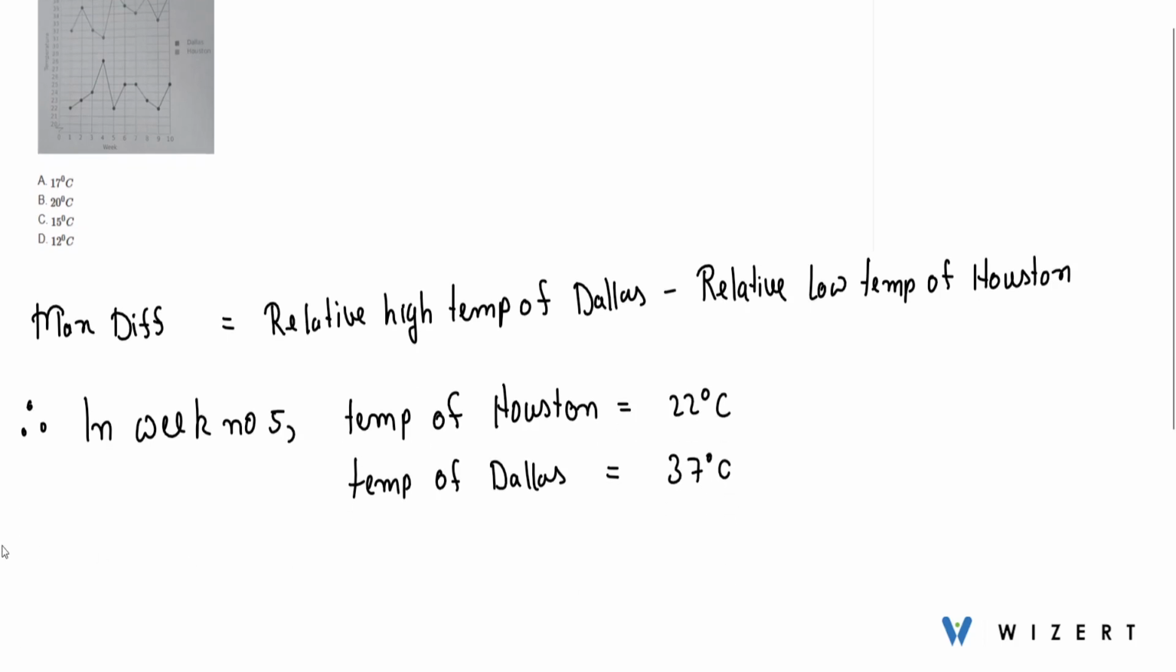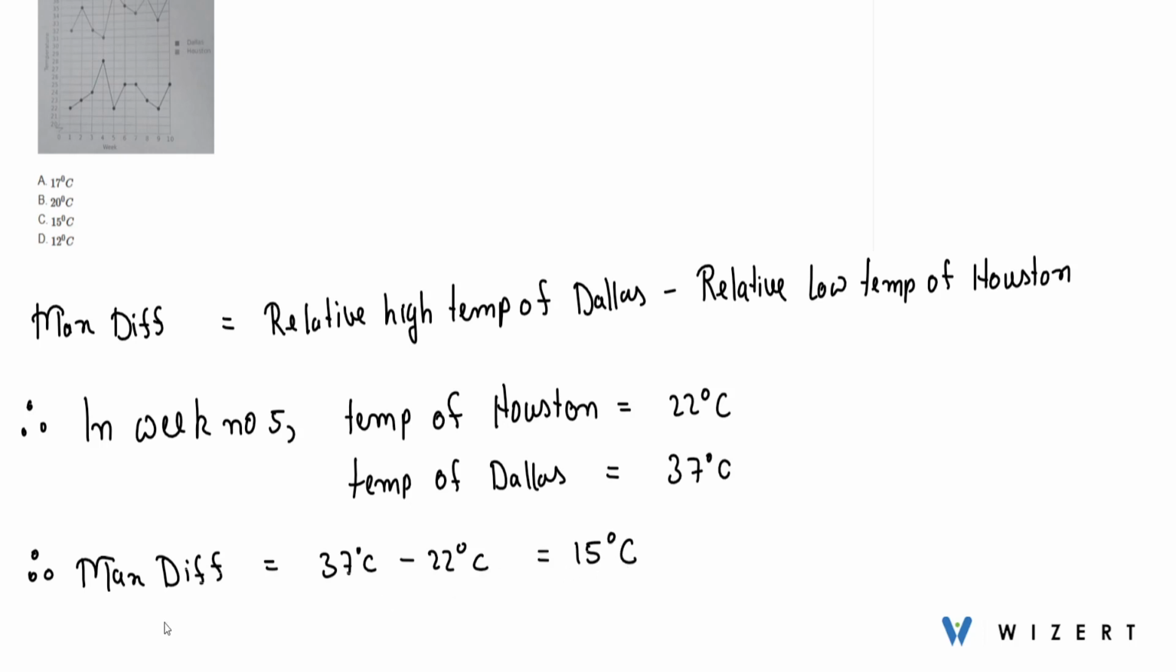Therefore, maximum difference will be equals 37 degrees centigrade minus 22 degrees centigrade, which is nothing but 15 degrees centigrade. Therefore, upon checking the options, we see that option C will be the required final answer.